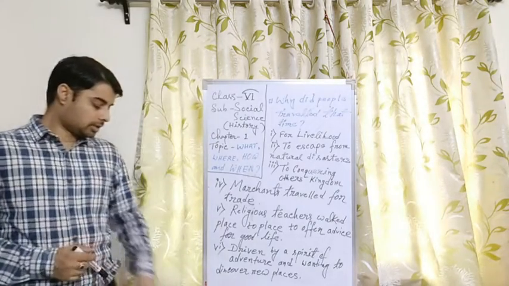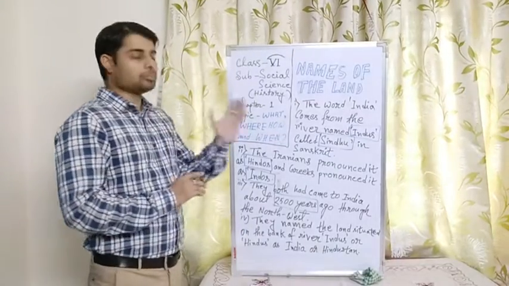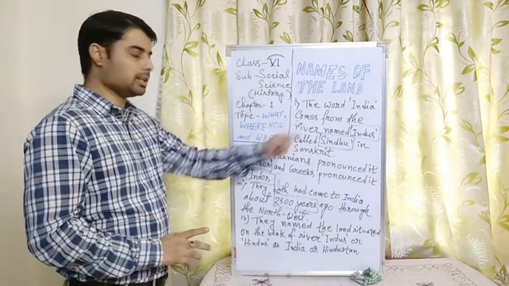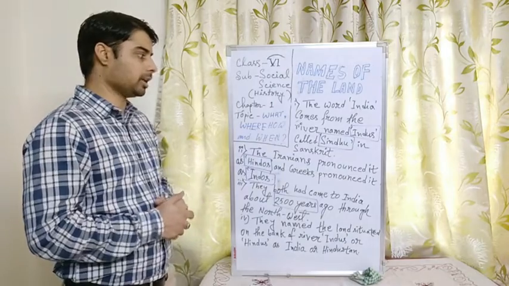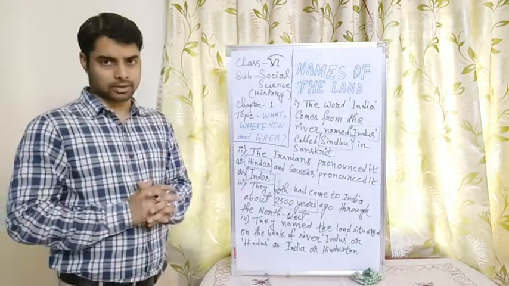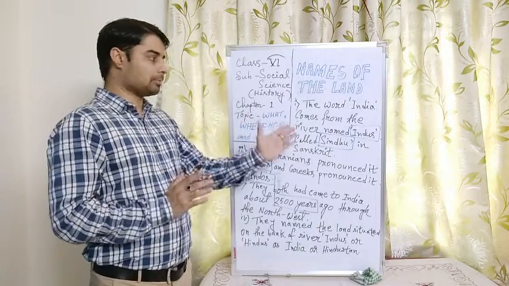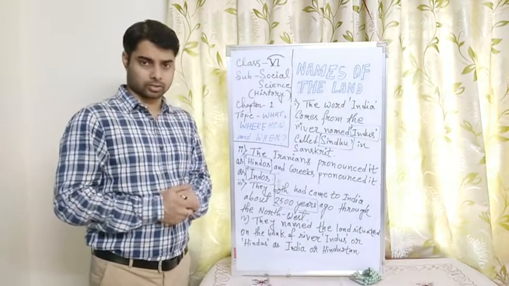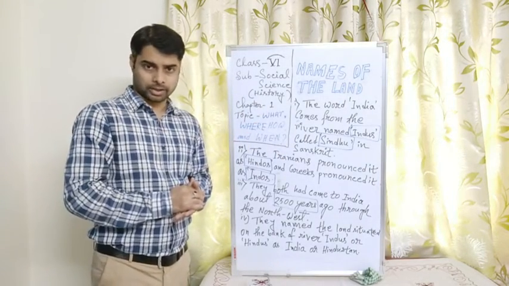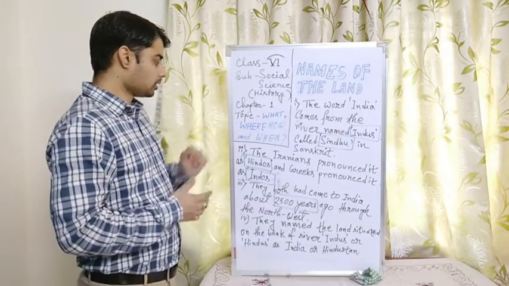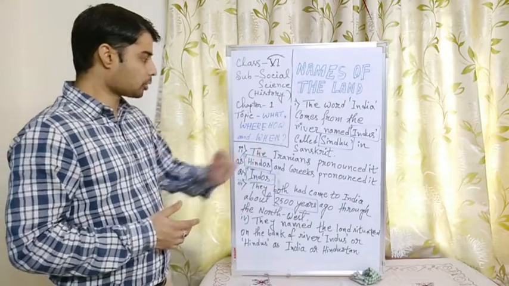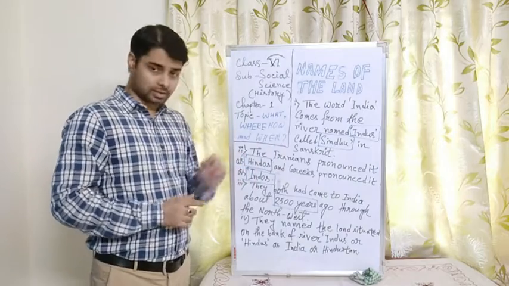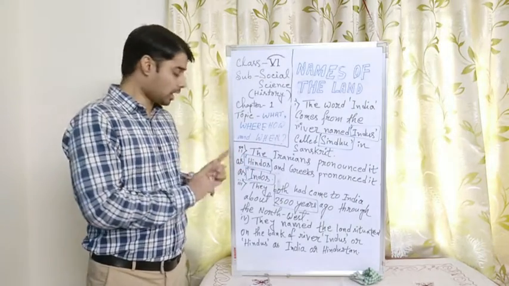Now the next subunit, the names of the land. In this subunit you have seen that the word India comes from the river named Indus, called Sindhu in Sanskrit. It is situated in the northwestern portion of India. The Iranians pronounced it as Hindus. They could not pronounce the letter S properly in Sanskrit, so they pronounced Sindhu as Hindu or Hindus.